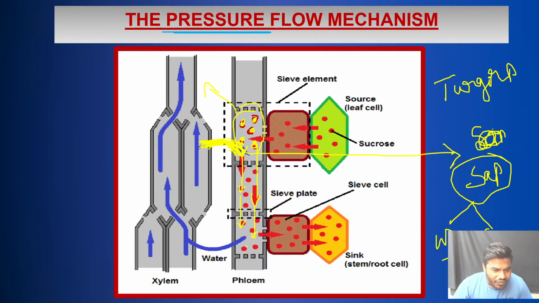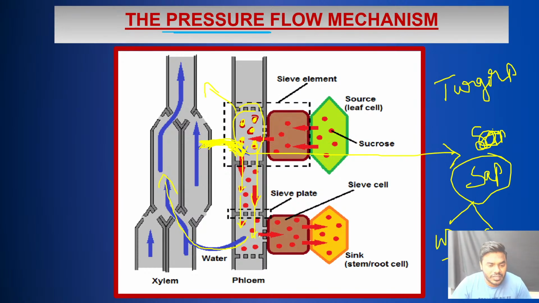Now friends, when it comes down near the sink, there will be no pressure. Obviously, friends, whenever there is no pressure, water molecules start moving back from the sieve tube elements of the phloem back to the xylem. Such a simple step it is.